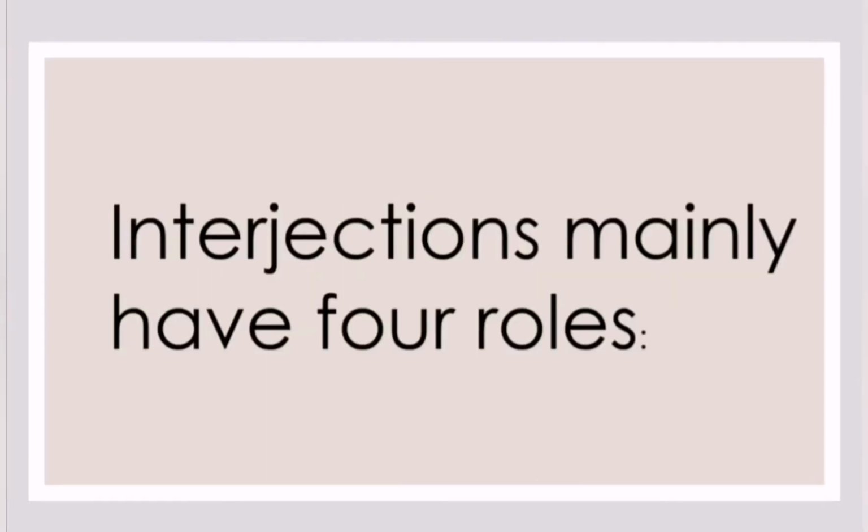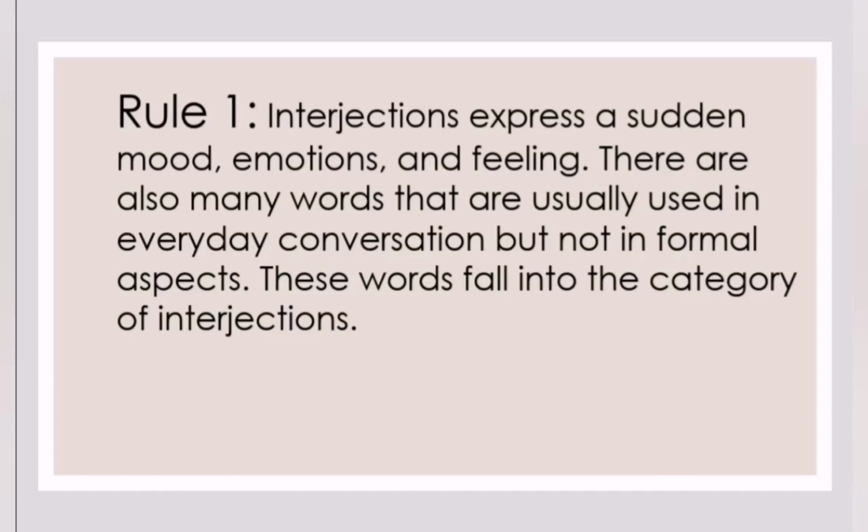Interjections mainly have 4 rules. How many rules? 4 rules. Rule number 1 is interjections express a sudden mood, emotions, and feelings. There are also many words that are usually used in everyday conversation but not in formal settings. These words fall in the category of interjections.